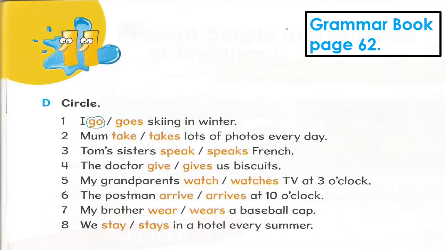We are in grammar book, page 62. Page 62. Exercise with letter D. Circle. Number 1, he did it before. I go or goes skiing in winter. Okay, do I take the verb with S or without S? Without S. So I go.